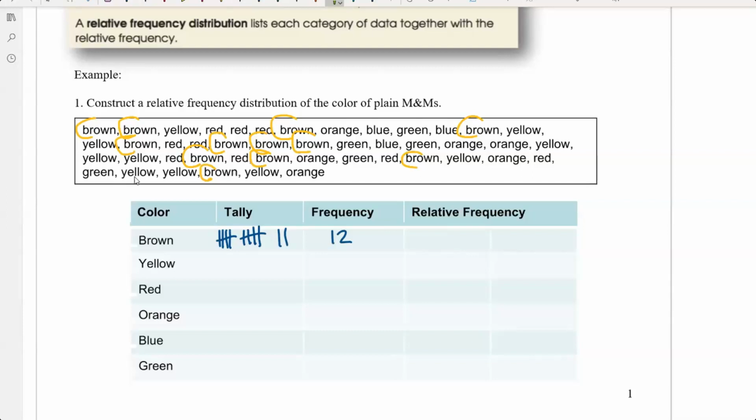Now here we have yellow. So how many yellow do we have? We should have 10 total. 1, 2, 3, 4, 5, 6, 7, 8, 9, 10. So we have 10 yellow. Then it's 1, 2, 3, 4, 5, 6, 7, 8, 9.